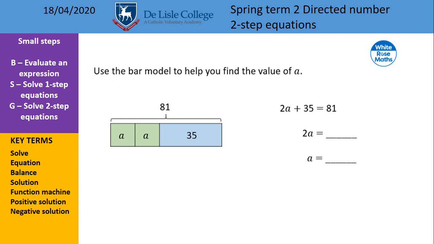So, first thing we would do is get rid of the 35. We want to go with just leaving the letters on its own. So we would minus 35 from both sides, and that would leave 2A equals 46. Then the final step, we should now be far more comfortable with. To get 1 lot of A, we'd need to divide by 2, and so A is 23. And then once again, double check that with substitution to make sure that works.